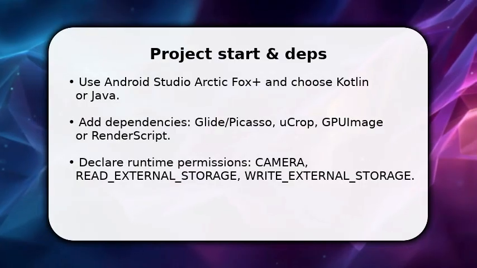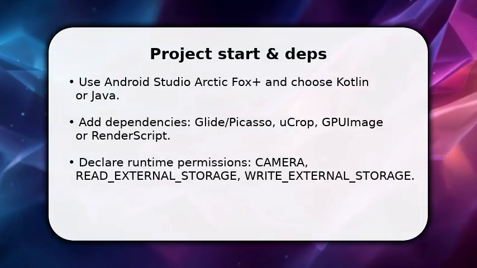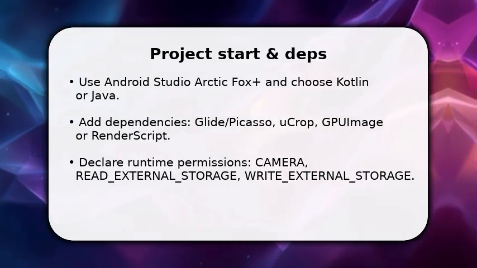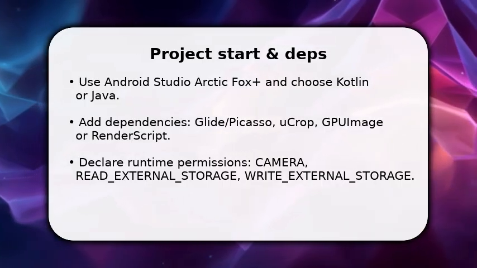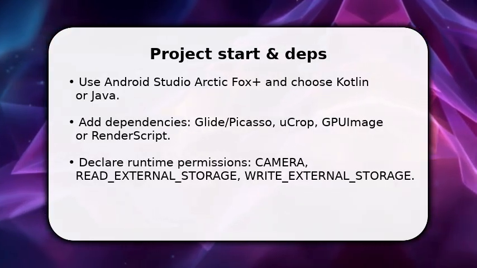You begin by creating a new Android Studio project and picking Kotlin for modern APIs. Once done, add image libraries like Glide and uCrop to build an editing pipeline. Make sure to declare and request camera and storage permissions at runtime so file access works on Android 11 Plus.